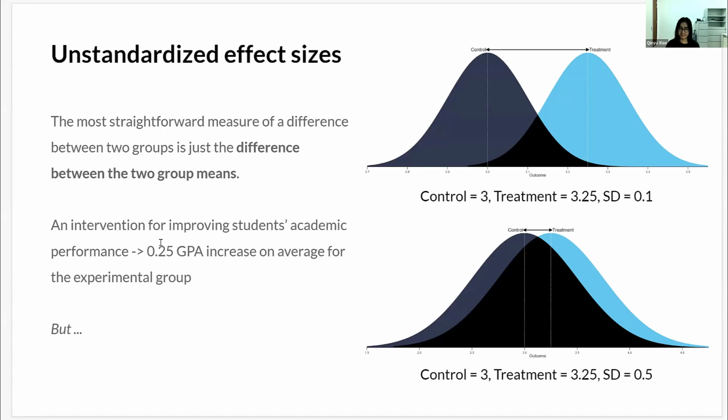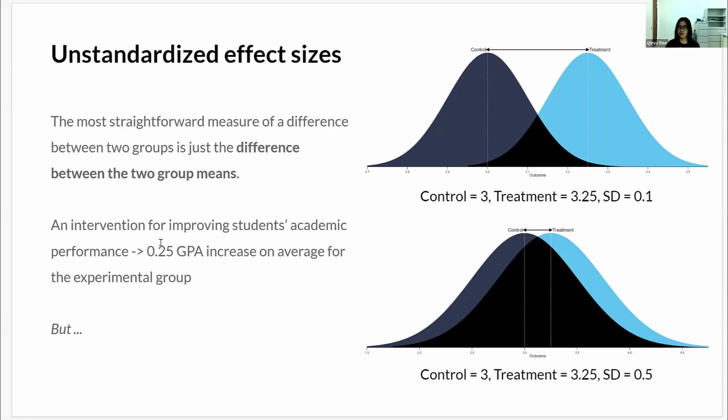So now we know what effect is. What can be a metric to quantify the difference between two groups? The most straightforward measure for the difference between two groups is just the difference between the two group means. Suppose I have an intervention to boost students' academic performance. I test this intervention in some students, and I get a control group and a treatment group. I administer this intervention to the treatment group, and we observe that the treatment group has on average a 0.25 GPA increase after the intervention.